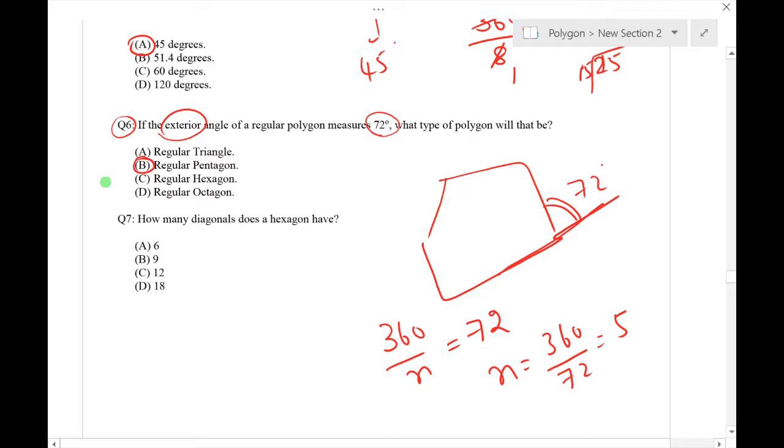For some of the common shapes for your grade level, it's important for us to know the interior and exterior angles of a triangle, of a regular triangle, regular quadrilateral, which is a square, regular pentagon, regular hexagon. At least these 4 shapes. If you remember that, that'll be fine. That'll save a lot of time.